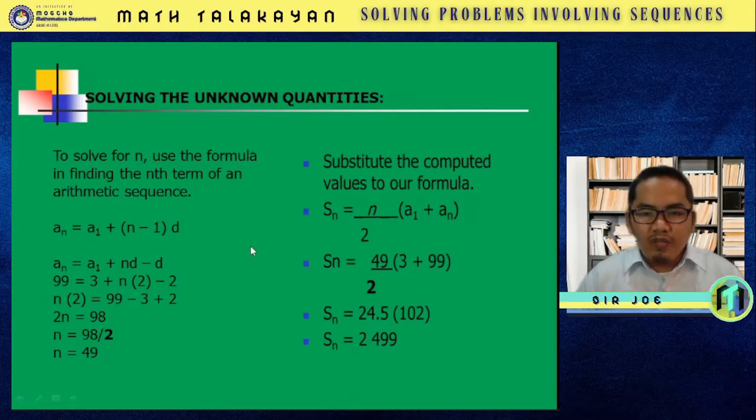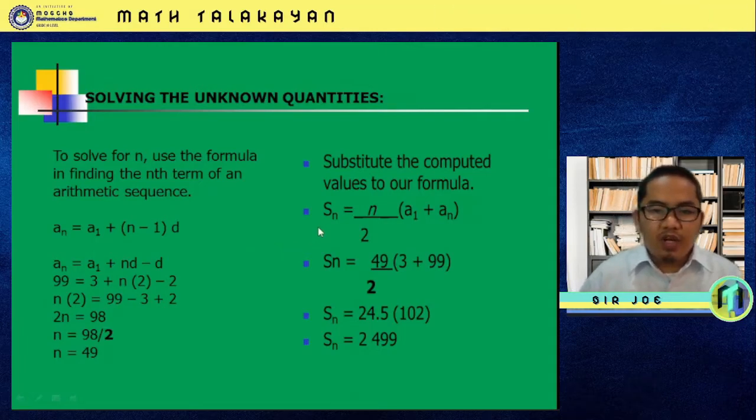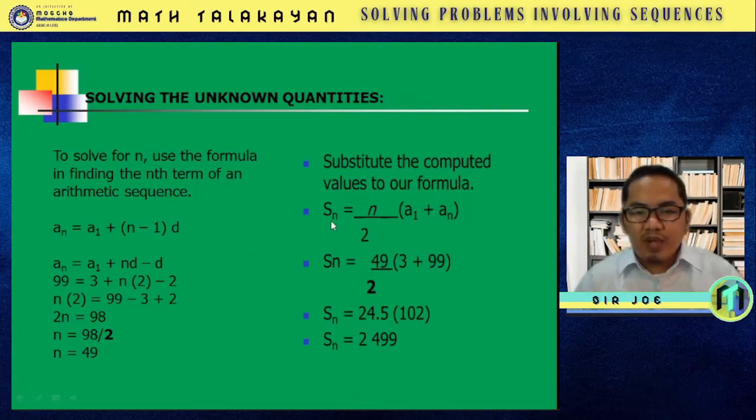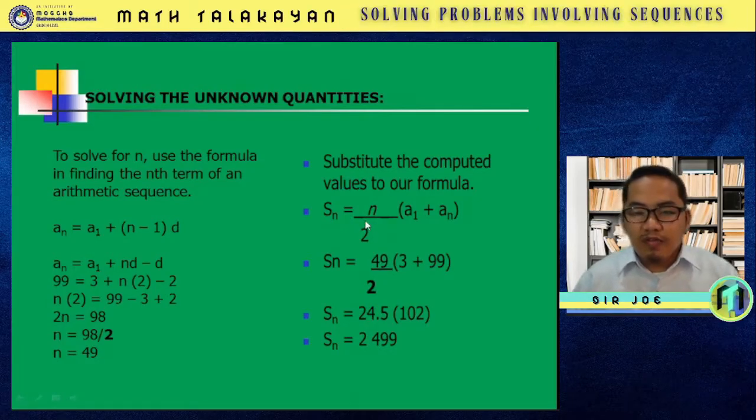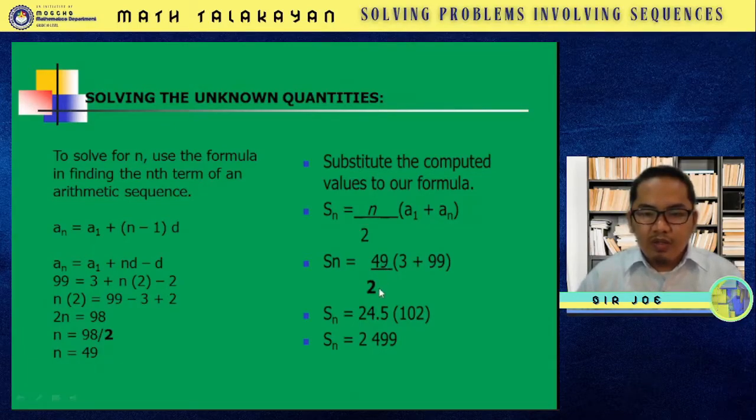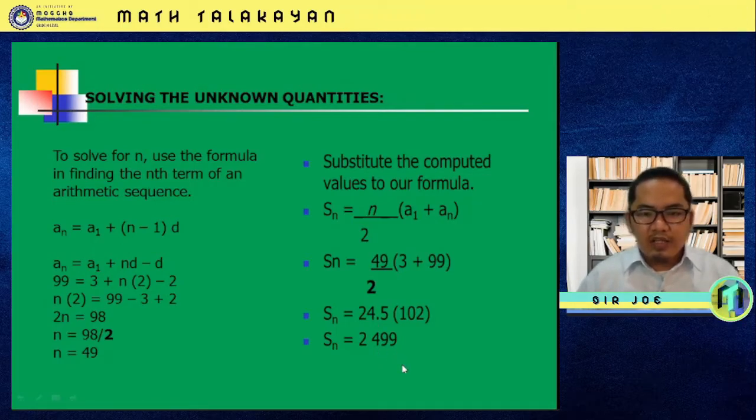So we're going now to substitute the n in our formula, which is S sub n is equal to n over 2 times the quantity of a sub 1 plus a sub n. So we have 49 over 2 times the quantity of 3 plus 99. 3 plus 99 is equal to 102. 49 divided by 2 is 24.5. So we have 2,499.